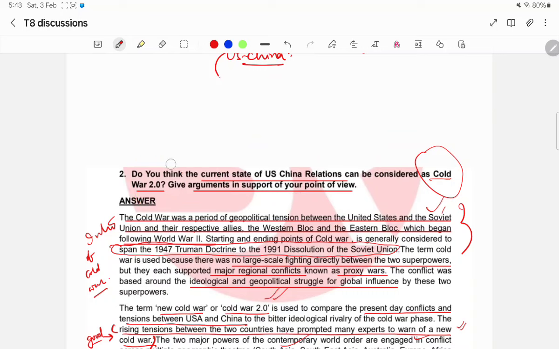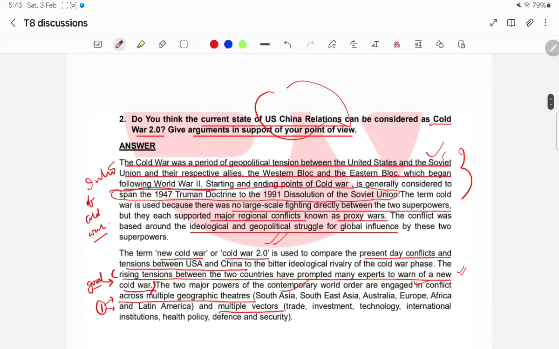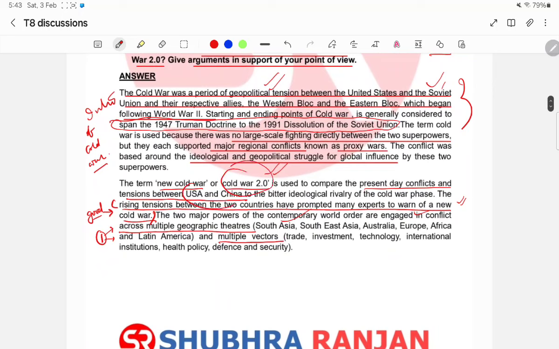And the second question is about Cold War 2.0 and US-China relations. First, if it is a 20-marker or 15-marker question, you have to define the Cold War itself first. That was a geopolitical tension between the US and the Soviet Union, and thereafter you can mention that the new Cold War is between the US and China. There is rising tension between the two countries which prompts many experts to warn of a new Cold War. And what are the similarities?